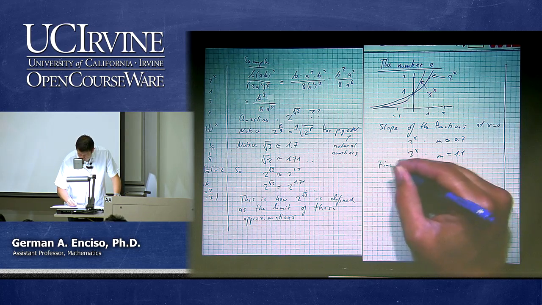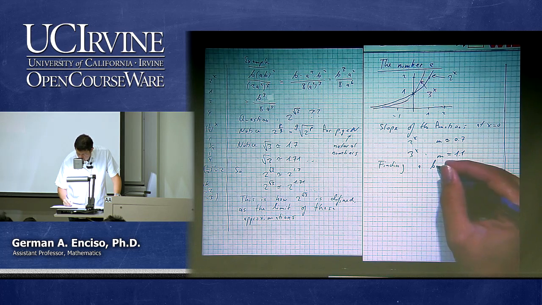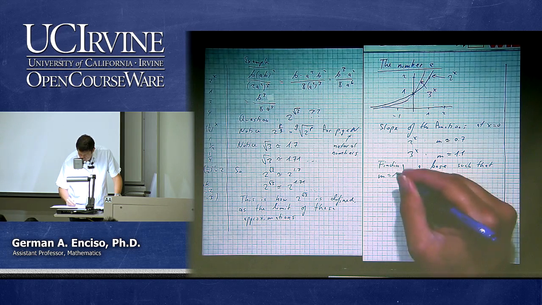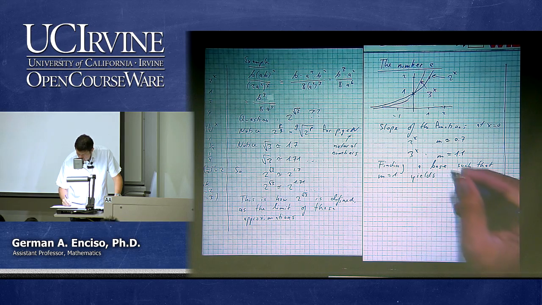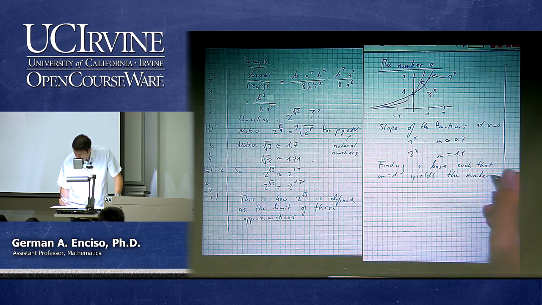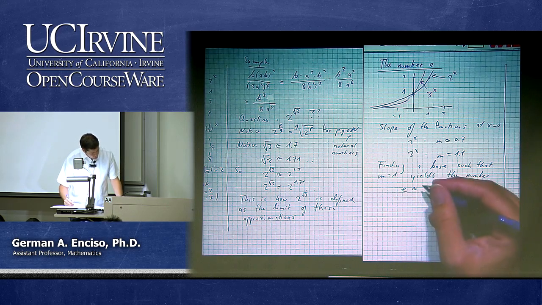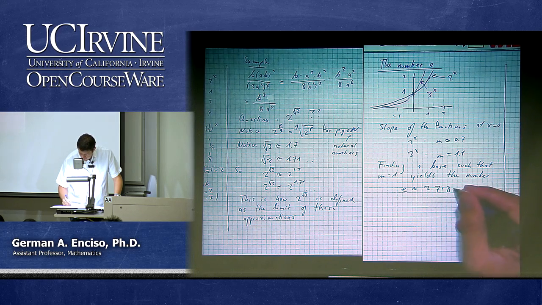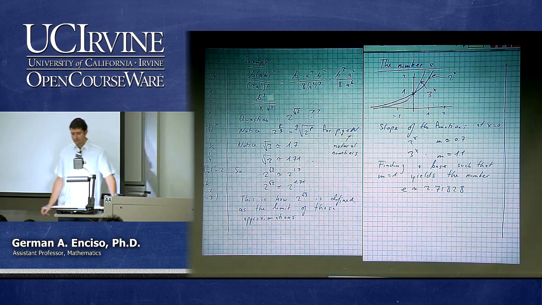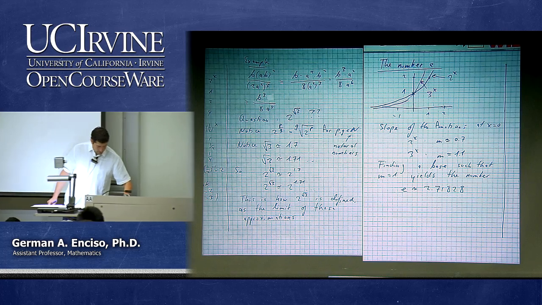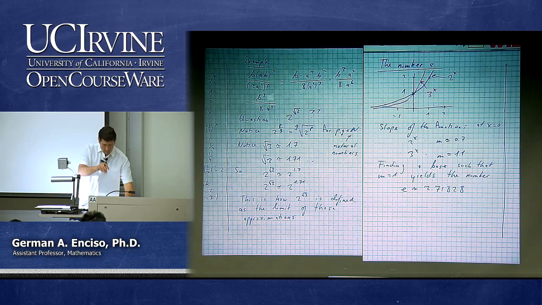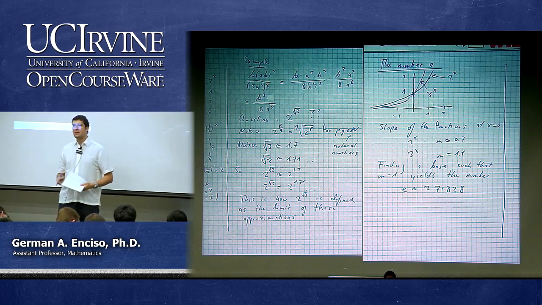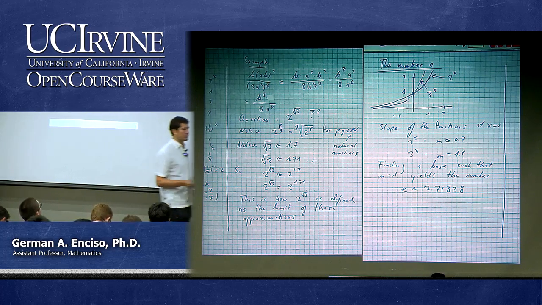So finding a base such that m is equal to 1 yields the number e, which is approximately equal to 2.71828. Of course it keeps going, right? It doesn't actually end. So that's it. So e is the number such that the function e to the x has slope 1 at 0.